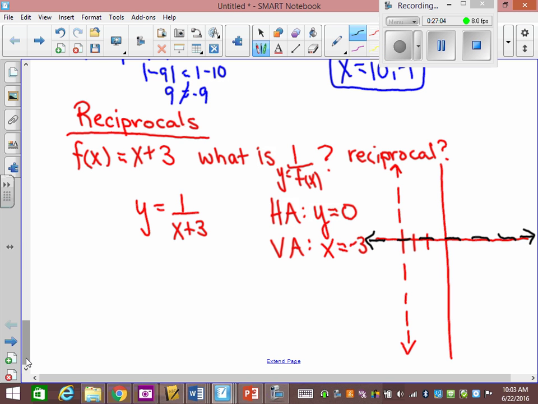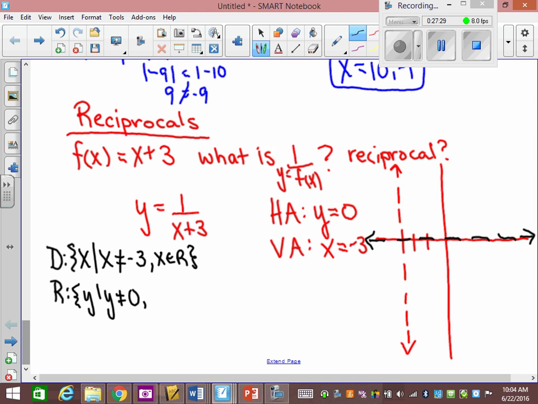Now, the great thing about this is I can ask you for the domain and the range. The domain is just everything but what x can't be. So it's going to be x such that x can't equal -3, because every other x value exists. The range is y such that y can't equal 0.